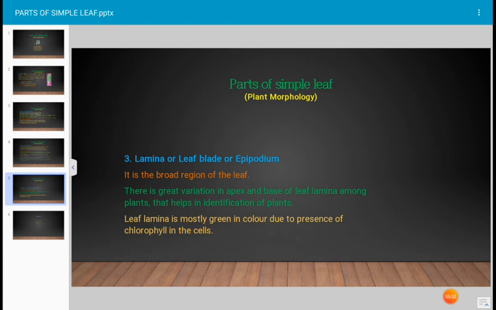Several types of apex and several types of bases of leaf are present in flowering plants, and all these different shapes of apex and bases of leaf lamina help in proper, correct identification of the plant. Leaf lamina is mostly green in color due to the presence of chlorophyll in the cells.